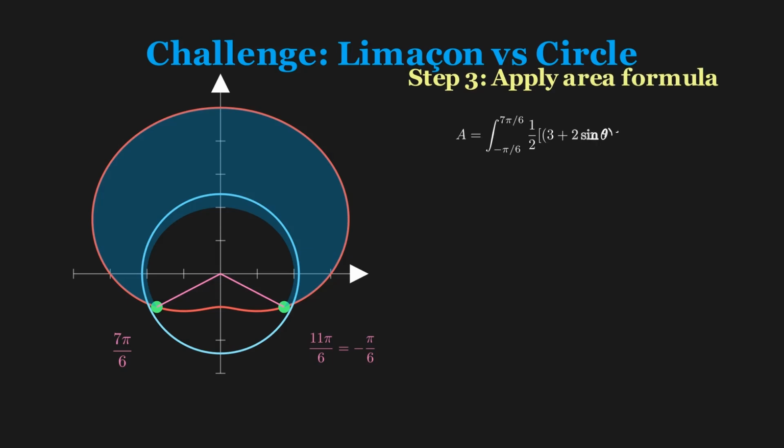A equals the integral from -pi over 6 to 7 pi over 6 of 1/2 times the limaçon squared minus the circle squared d theta. That's A equals the integral from -pi over 6 to 7 pi over 6 of 1/2 times (3 plus 2 sine theta) squared minus 4 d theta. Expanding this, it becomes 1/2 times the integral of 9 plus 12 sine theta plus 4 sine squared theta minus 4 d theta. Simplifying this, A equals 1/2 times the integral of 5 plus 12 sine theta plus 4 sine squared theta d theta.